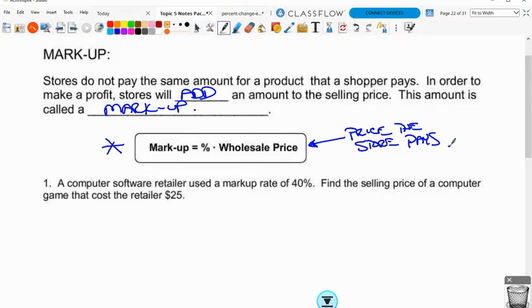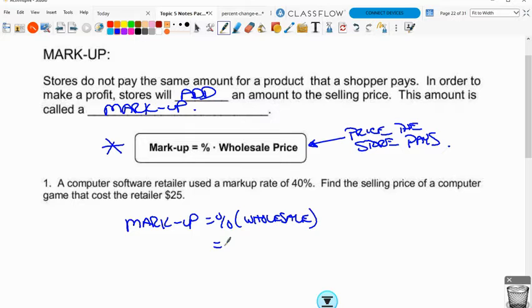So in our first example, it says that a computer software retailer used a markup rate of 40%. Find the selling price of a computer game that cost the retailer $25. In order to figure out the selling price that the store is going to sell it to the shoppers for, we're going to use the markup equation. So let's start by writing markup equals a percentage of the wholesale price.